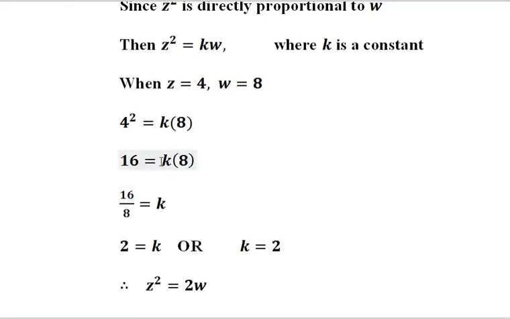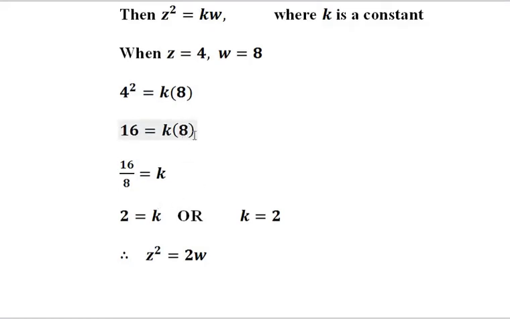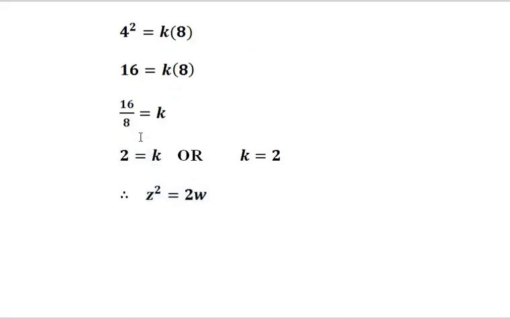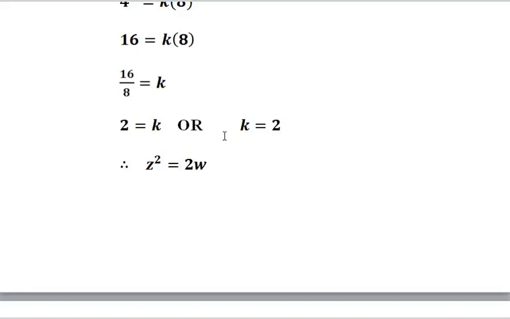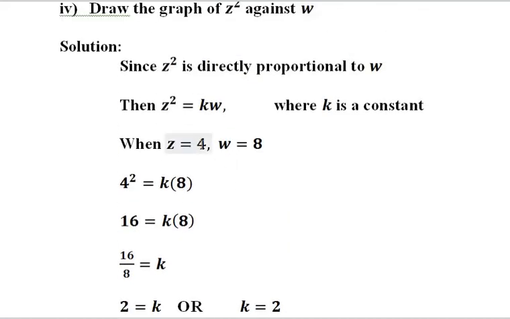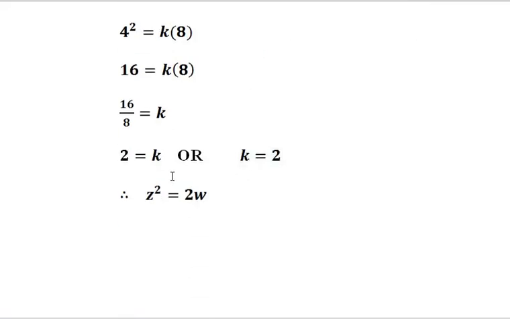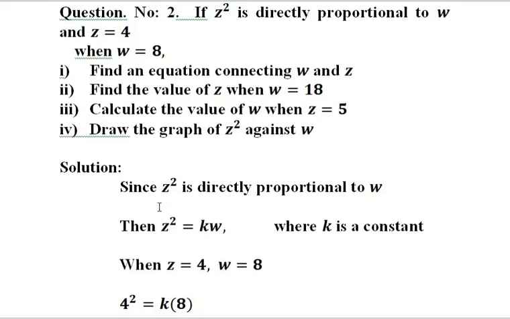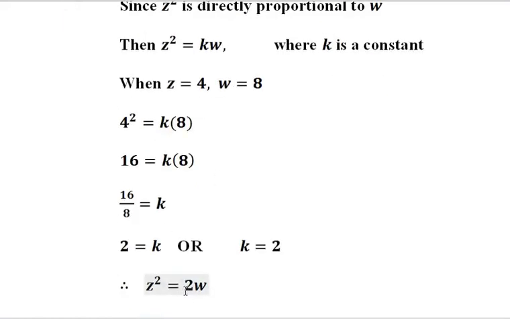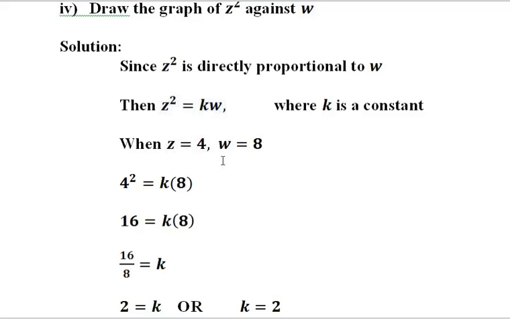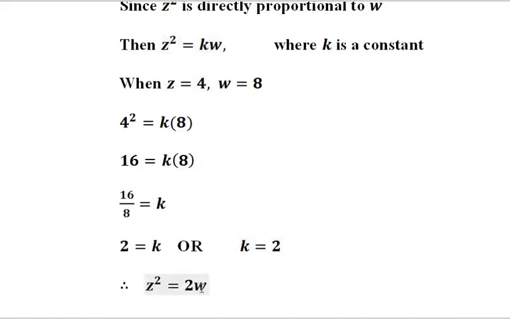Now to find k, first I will take the square of 4, which is 16, and then I will take this 8 from the right to the left side, so this becomes 16 upon 8, and we know that 8 times 2 equals 16, so k equals 2. So this is the value of k when z equals 4 and w equals 8. So therefore the required equation connecting w and z is z square equals kw. I will just replace this k by 2.